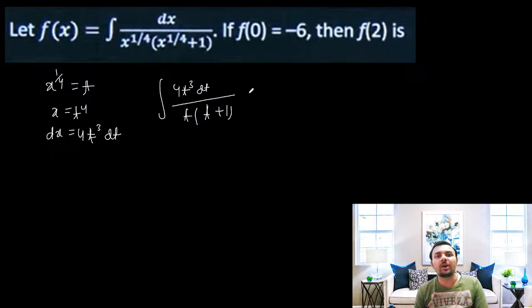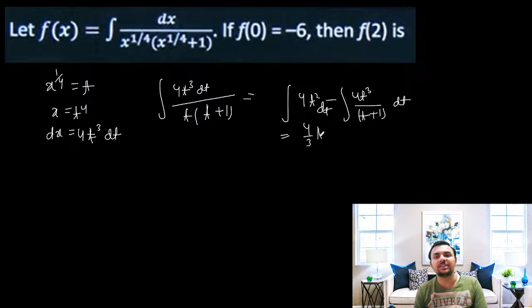Okay, now what we can do is a fraction part. We can write t plus 1 minus t, so it is t plus 1 minus 1. So when it is t plus 1 it will become 4t square, and when it is t it will become 4t cube by t plus 1, dt. So this is 4 by 3 t cube, it is minus.